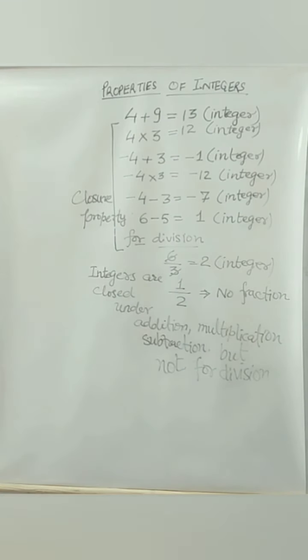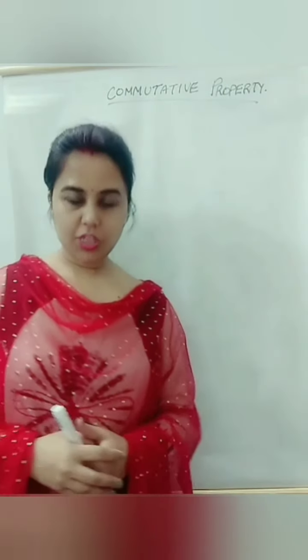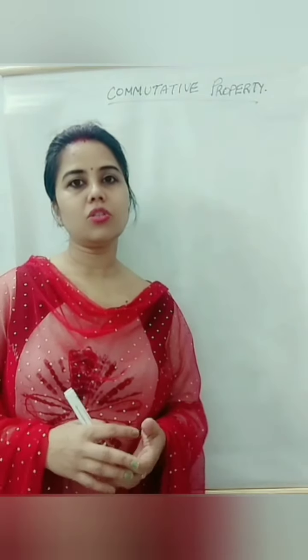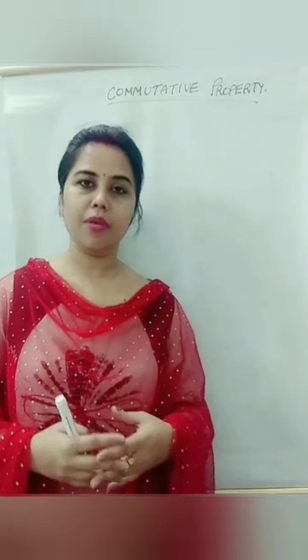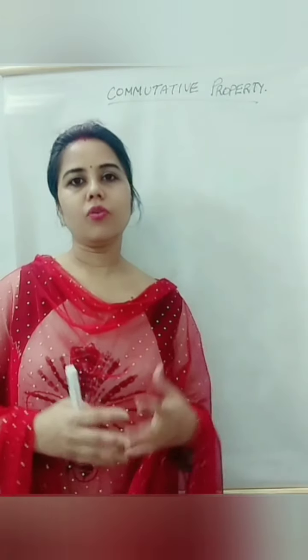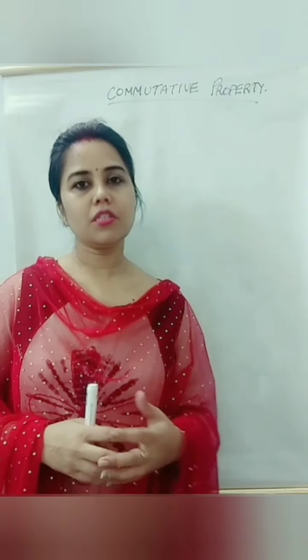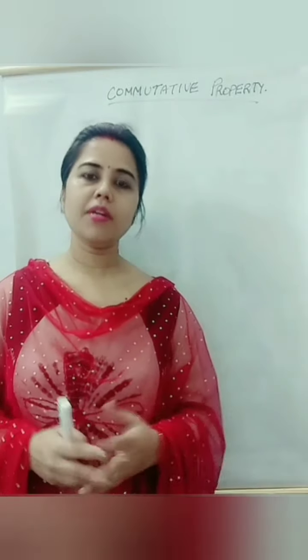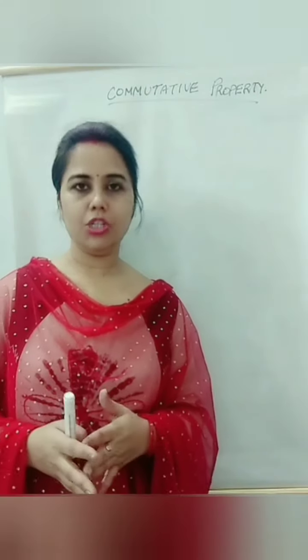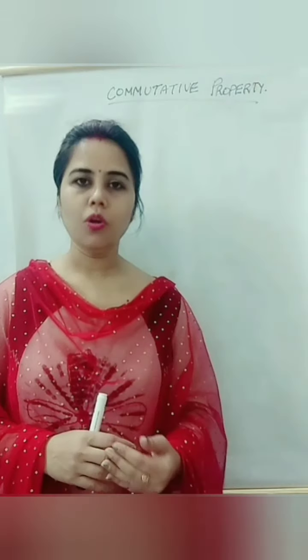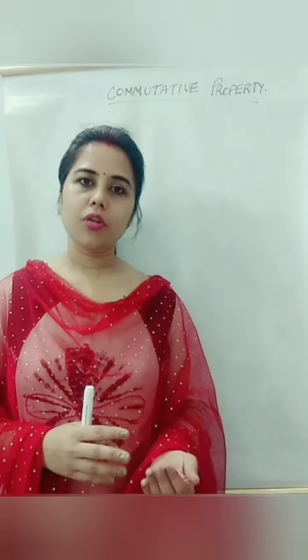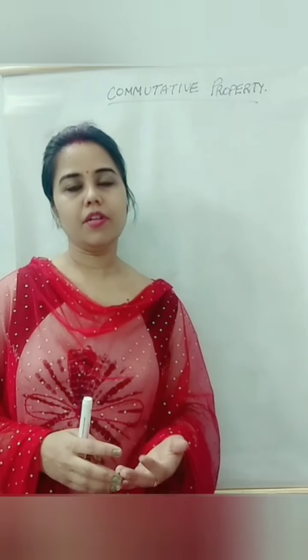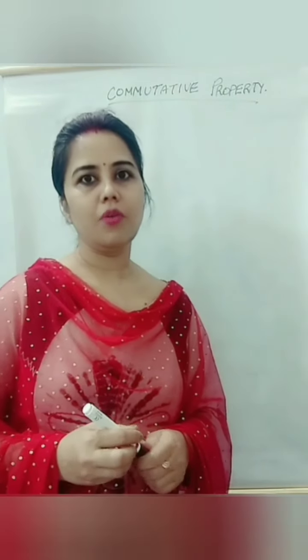Now I am going to discuss the commutative property. Now what is a commutative property? Commutative means if we are going to add a plus b, here a and b are two integers, the result we are getting, we will get the same result if we are going to add b plus a. What does it mean? If we are going to change the order of addition. Okay, for example 3 plus 2 gives you 5. So if we are going to add 2 plus 3, we will get 5 only.